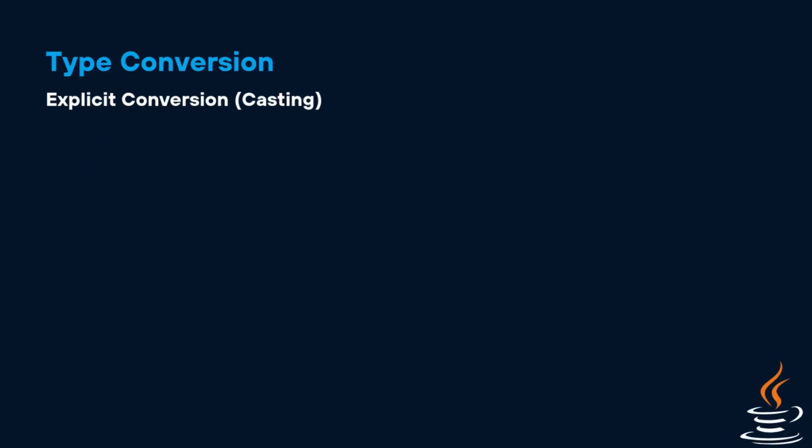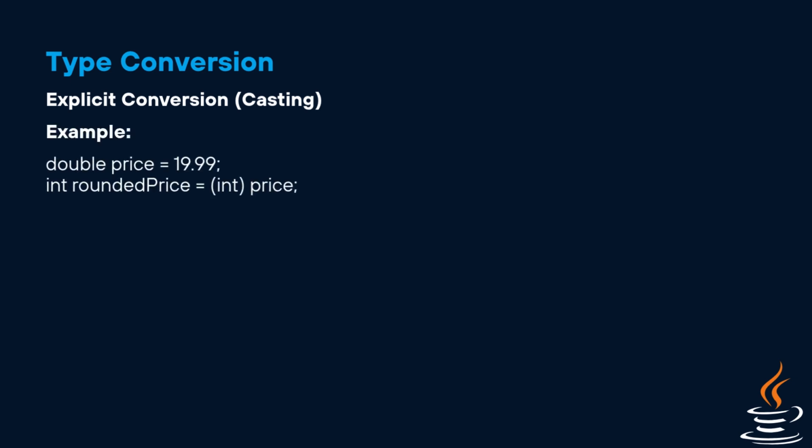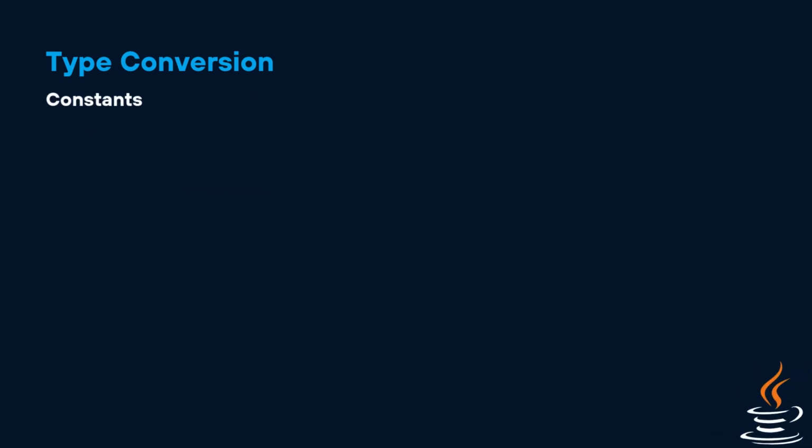Explicit conversion, also called casting. If you want to convert a larger type to a smaller one, you have to cast it. double price = 19.99; int roundedPrice = (int) price. This will drop the decimal part, so roundedPrice becomes 19. Constants. Sometimes you want a value that should never change. In Java, you can create constants using the keyword final. For example, final double PI = 3.14159. If you try to change PI later, Java will give you an error.